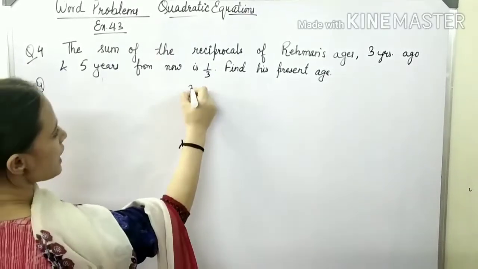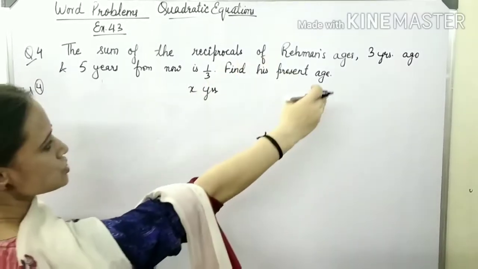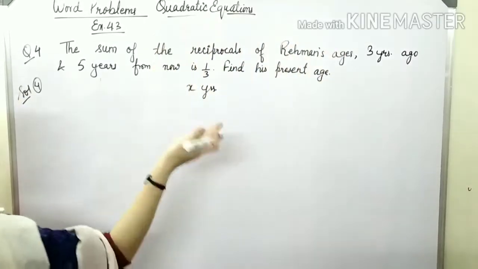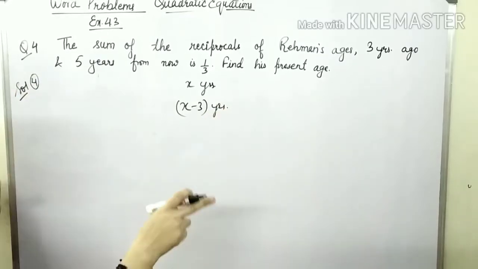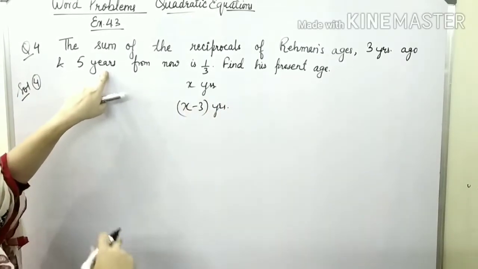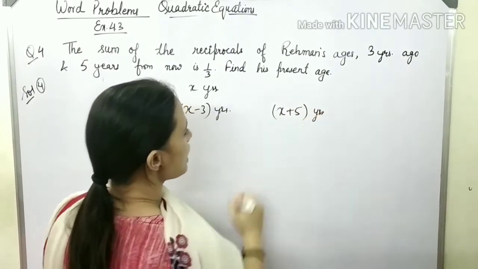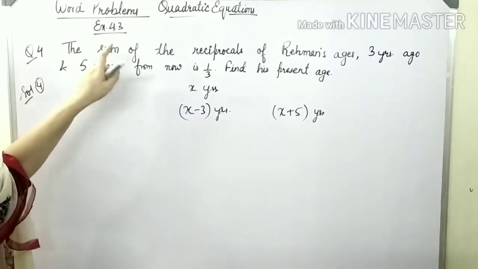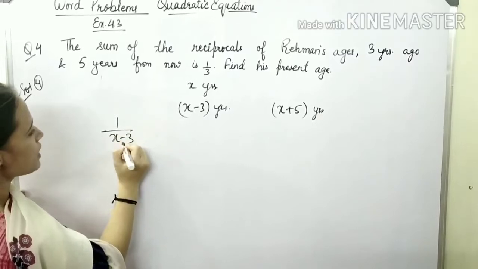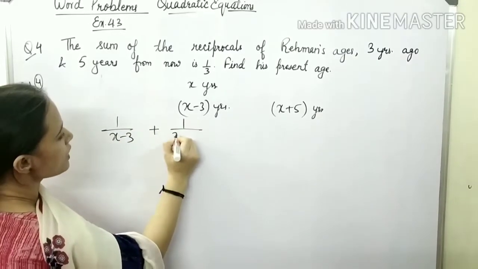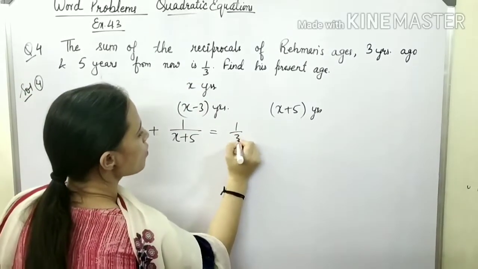So let his present age be x years, and we need Rahman's age 3 years ago. So 3 years ago his age was x minus 3 years, and we need his age after 5 years. So after 5 years his age will be x plus 5 years, and it is given that the sum of reciprocals of these ages, so sum of reciprocals means 1 upon x minus 3 plus 1 upon x plus 5, is 1/3.